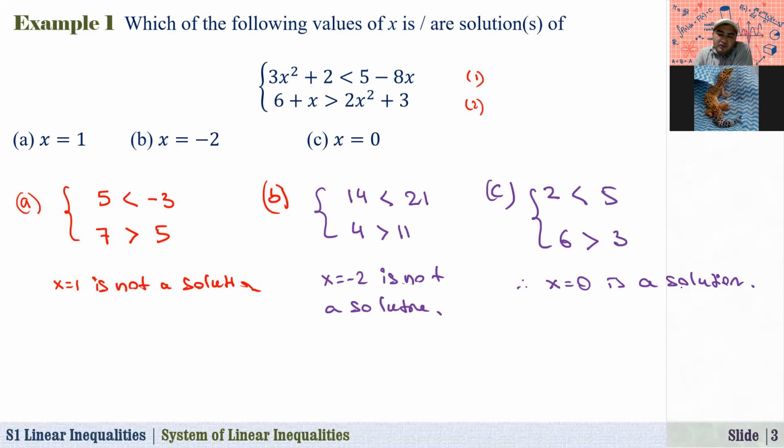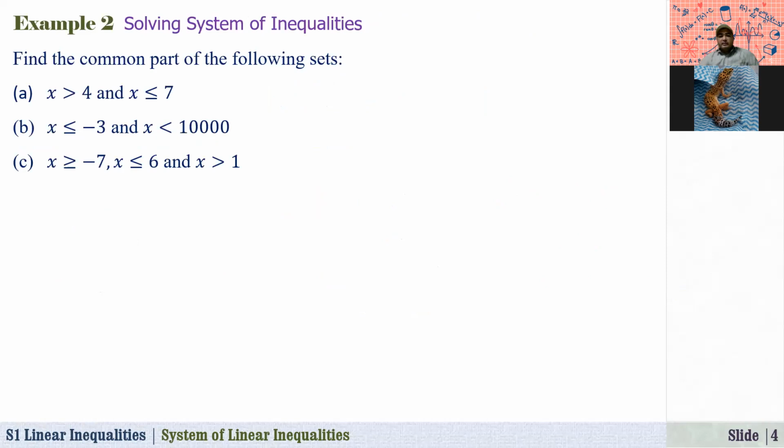Okay, and this is what we mean by finding the solution of an inequality. And the set of solutions, right? It may have more than one solution. Together, it gives us the solution set of the inequalities. Let's say another example, solving system of inequalities. Find the common parts or the common region of the following sets. The first one is x greater than 4 and x less than or equal to 7. Okay, let me just write here.